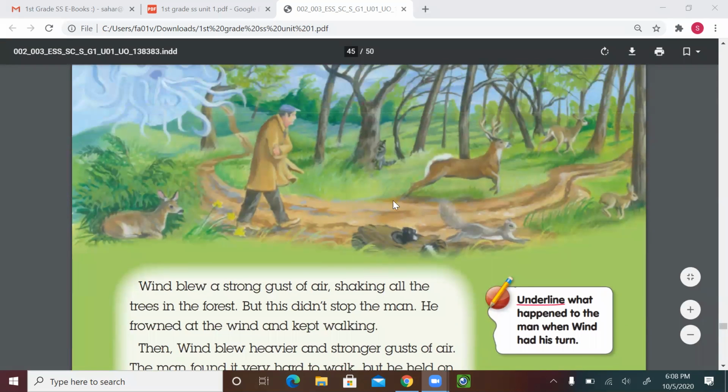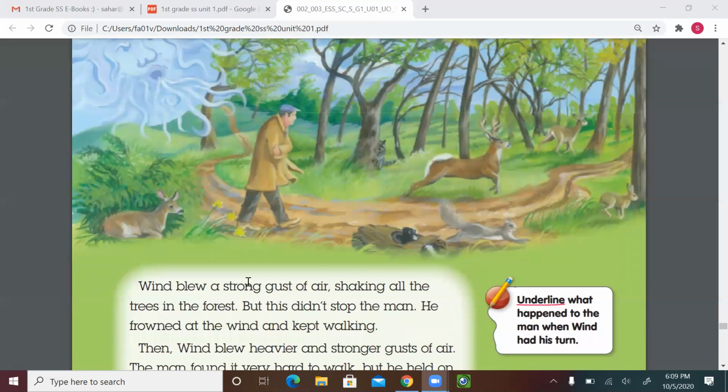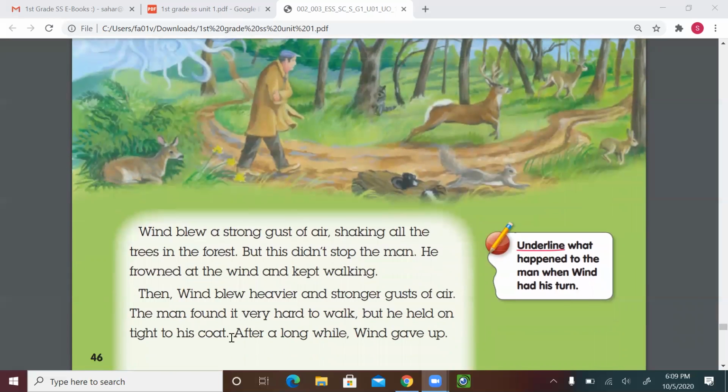So remember the idea of the sun: who will make this man take off his coat? The sun hid behind the clouds and told the wind, you go first. So the wind blew a strong gust of air first. It shook all the trees, but the man still held on to his jacket. Then the wind tried again and blew heavier and stronger gusts of air. But the man still didn't let his coat go, and he held on tight to his coat. So the wind gave up.